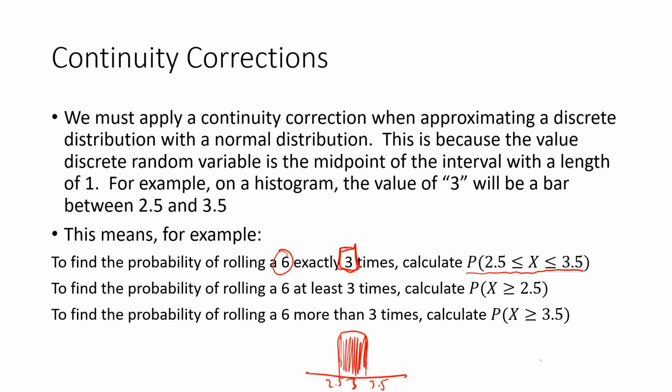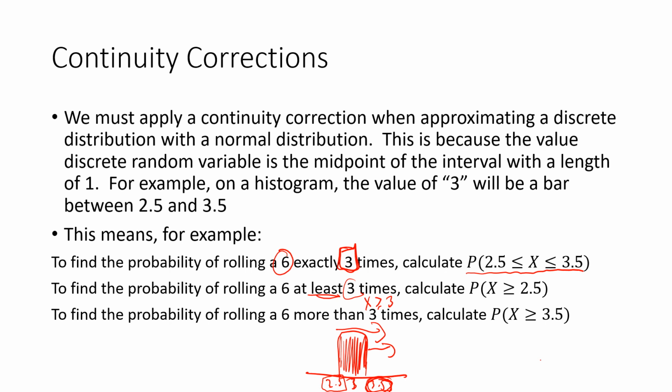To find the probability of rolling a 6 at least 3 times, at least means x is greater than or equal to 3. So if we're including 3, then that means we're starting at 2.5. So we calculate the probability of x being greater than or equal to 2.5, again getting the z-score and then finding the probability from the z-score table. To find the probability of rolling a 6 more than 3 times, more than 3 times means it doesn't include 3. So we start here and then we move forward. So we calculate the probability of x being greater than or equal to 3.5.